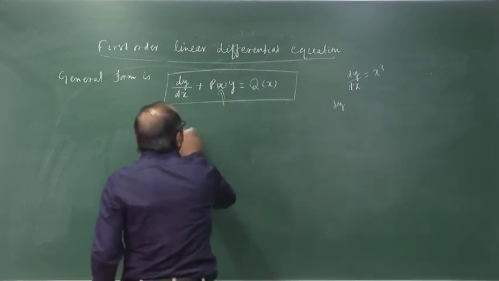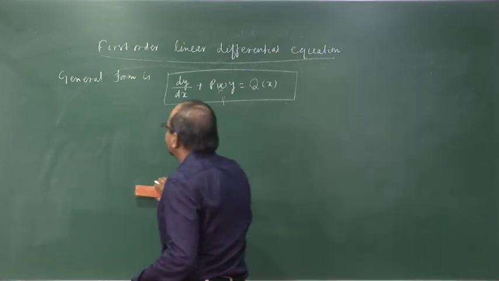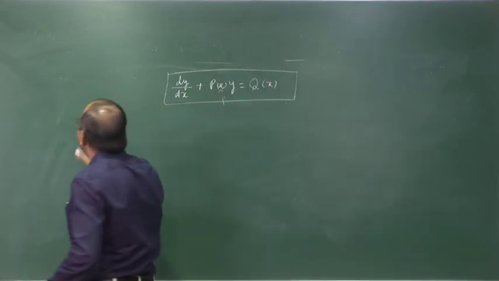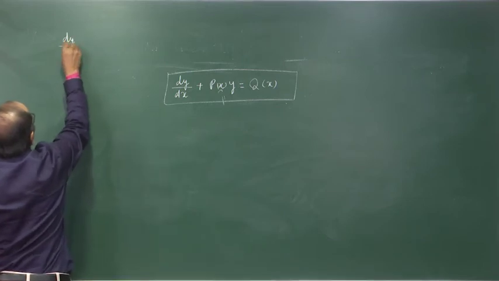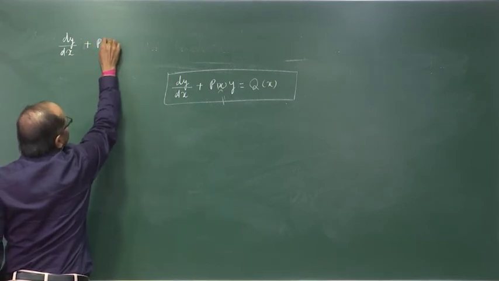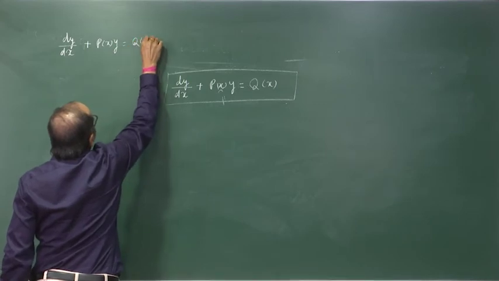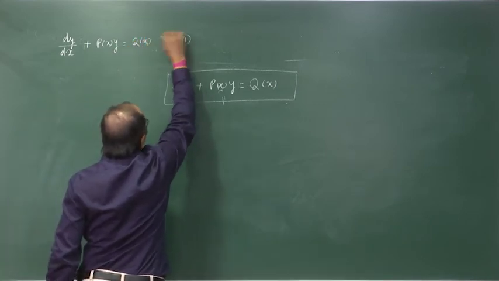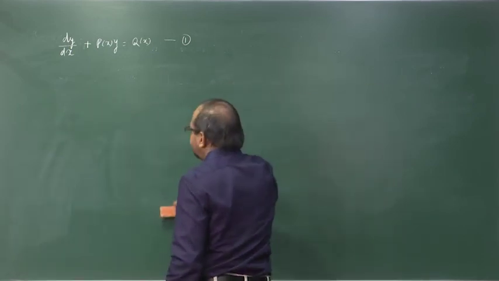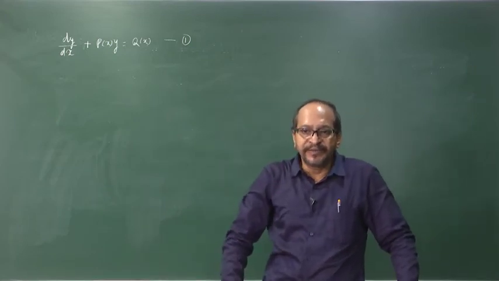So, let us now discuss how to solve a differential equation which is in this form, that is dy by dx plus p of x into y is equal to q of x. Let us say this is equation 1, and we want to solve it. To solve this first order linear differential equation, we will adopt a technique called the integrating factor method.